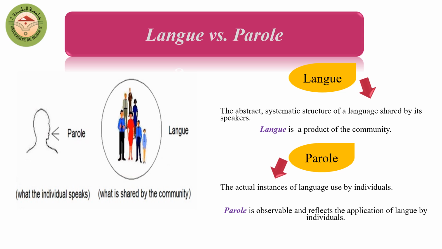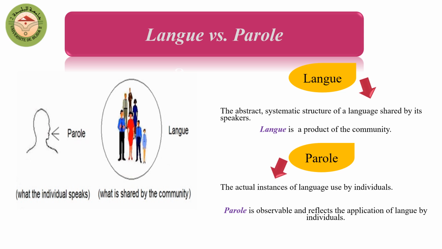Moving to the first Saussurian dichotomy, langue versus parole. Langue represents the abstract systematic structure of a language shared by its speakers. It's the collective knowledge, including its grammar, vocabulary, and rules. Langue here is not tied to any individual speaker, but is instead a product of the community. It is social and collective. Parole, on the other hand, refers to the actual instances of language use by individuals. It encompasses the behaviors and utterances of individual speakers, which may vary based on context, personal style, or other factors. Parole is observable and reflects the application of langue by individuals. It's the concrete side of language.